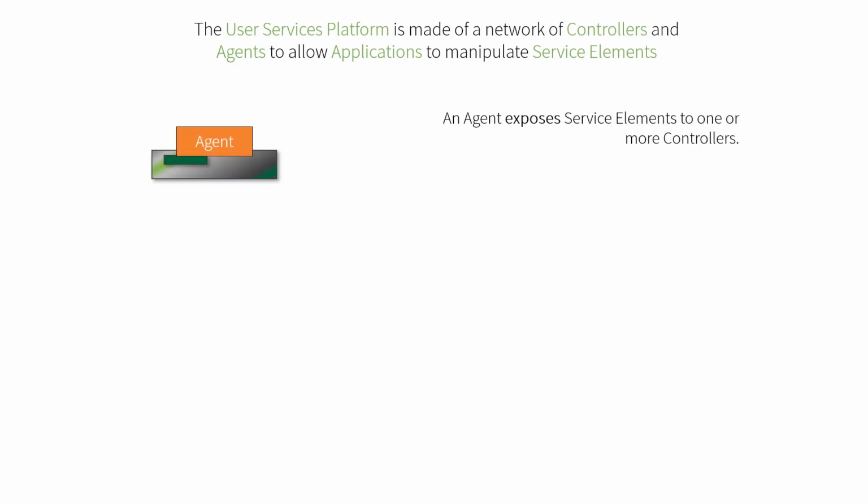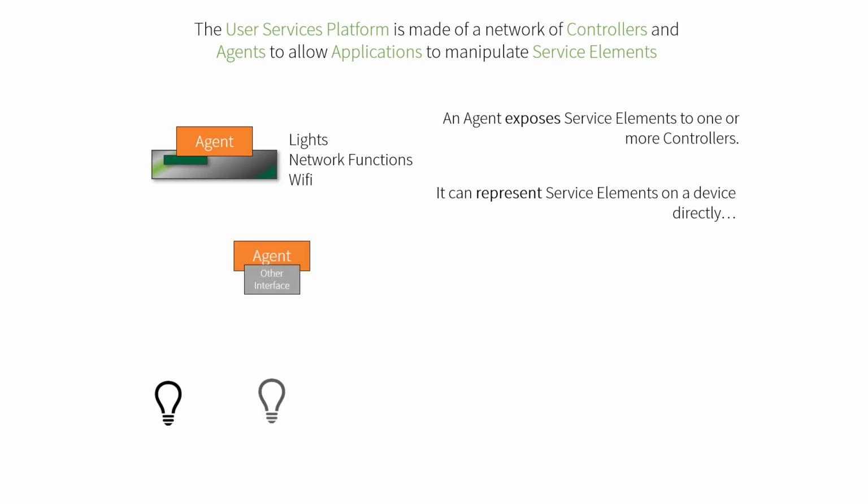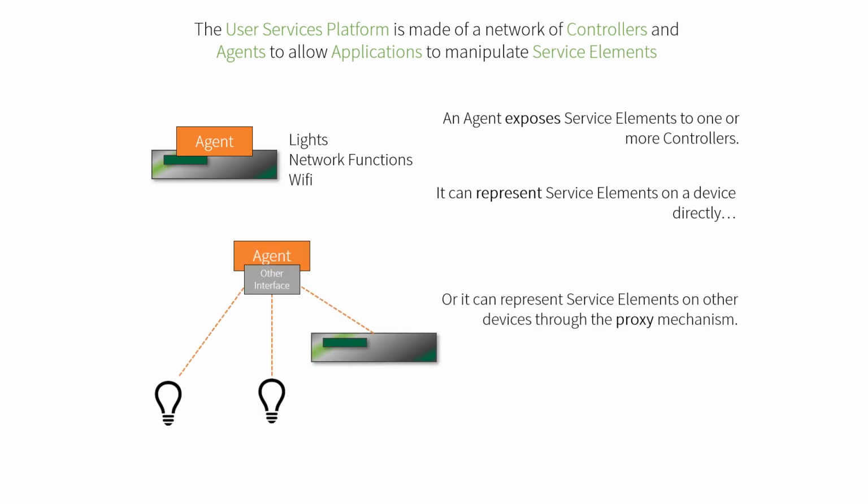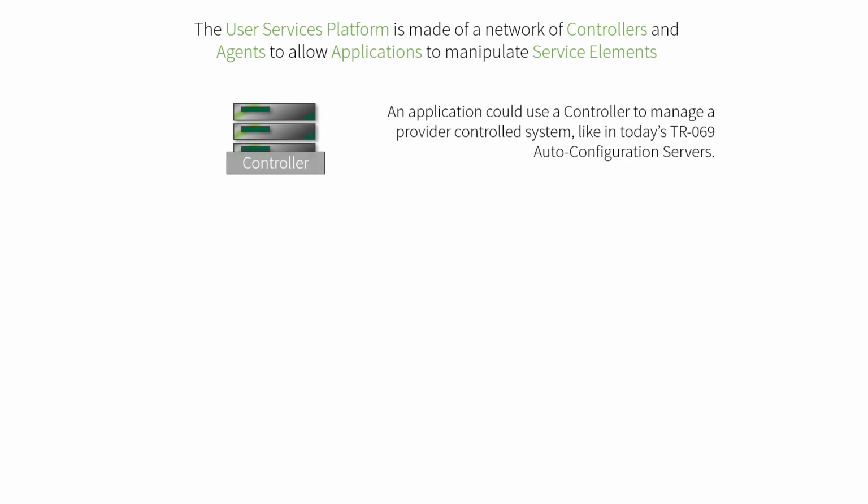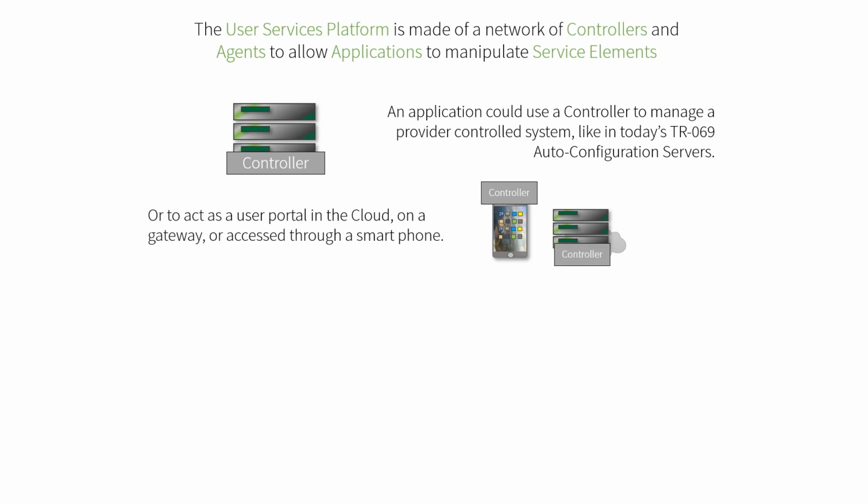The elements that an agent represents do not have to be located on the same system as the agent. USP has a robust proxy mechanism to represent virtual elements or elements that may be on other systems. An application could use a controller interacting with one or more agents to manage an end user's network and other systems, much like today's TR-69 auto configuration servers. It could also use a controller as a user portal in the cloud, on a gateway or smart hub, or on an end user's smartphone.